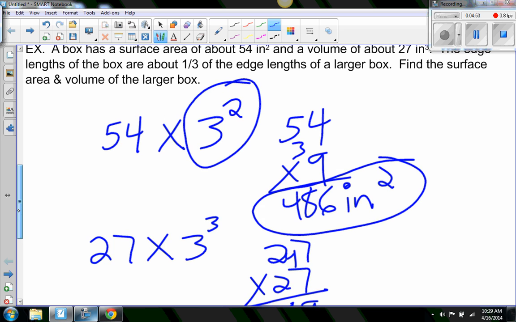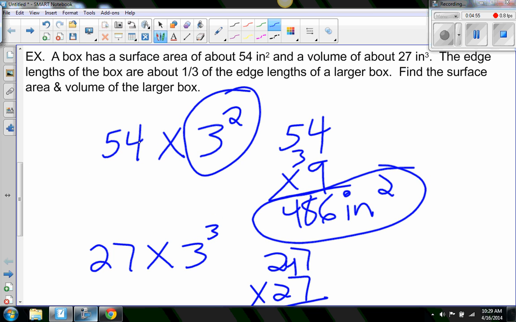So again, how did I do that? I took the surface area they gave me, and because it's the smaller box that they gave me and I want to get bigger, I have to take it times my scale factor of 3, and I have to square it because it's surface area. Volume, I had to cube the scale factor of 3 because it's volume. Volume is three-dimensional.